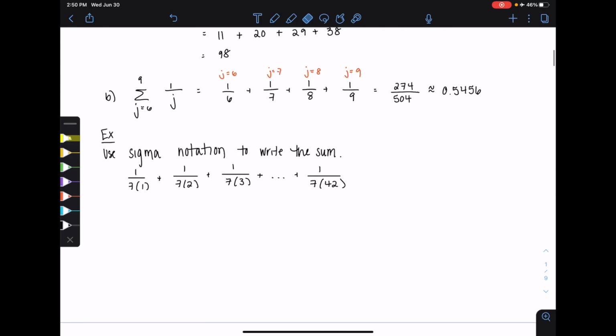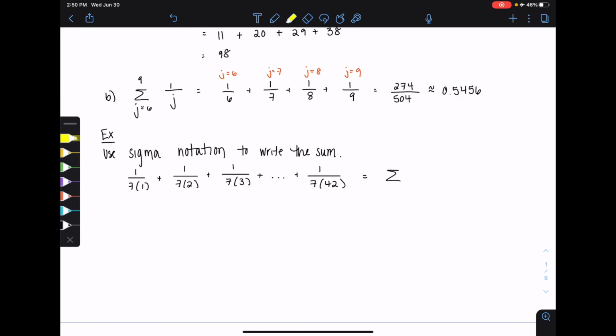Let's try one last one before we start working with some properties of summations. We want to use sigma notation to write this sum. What we have to notice is what is changing in this expression, and also what do I start at and what do I end at. So I know I'm going to write this with a sigma, but how?